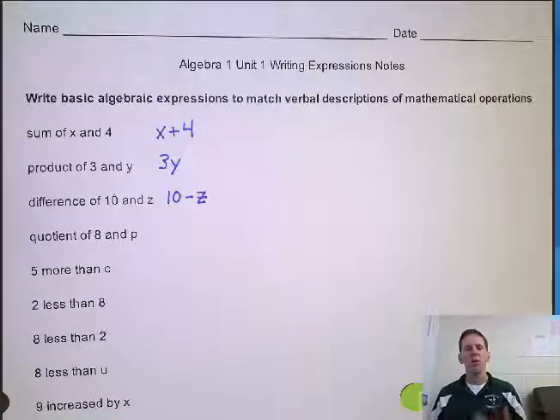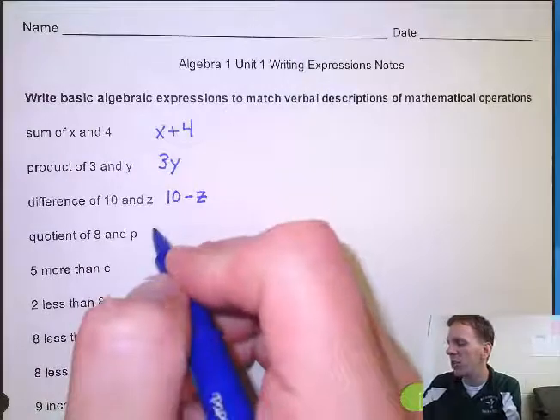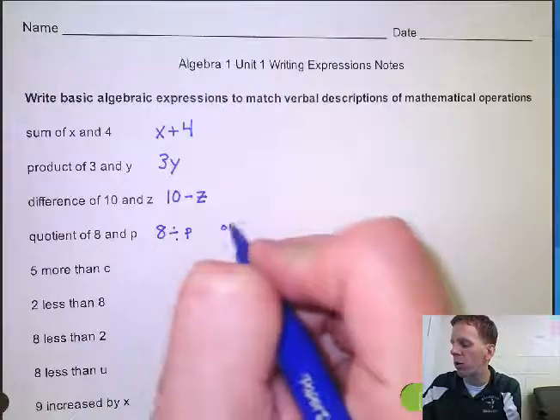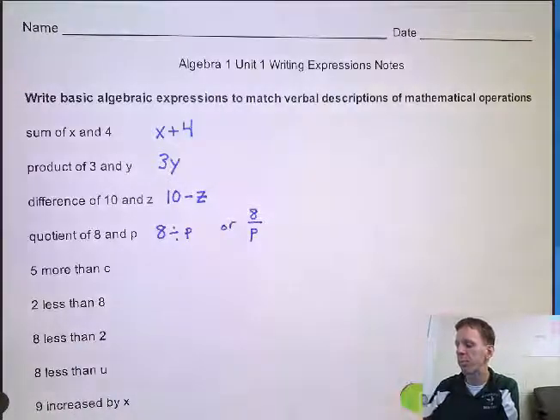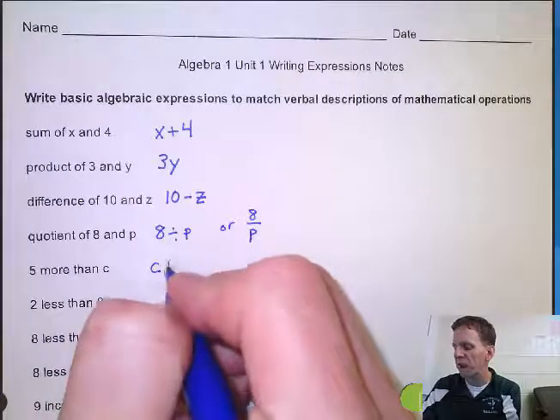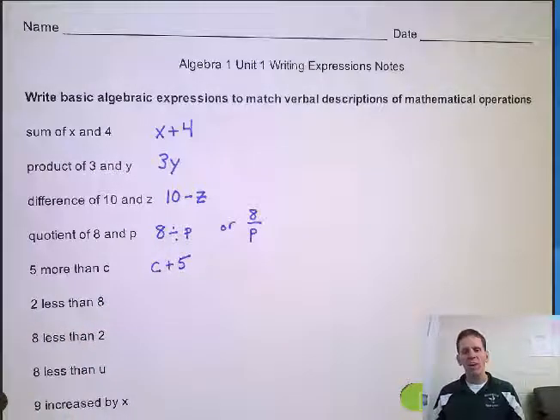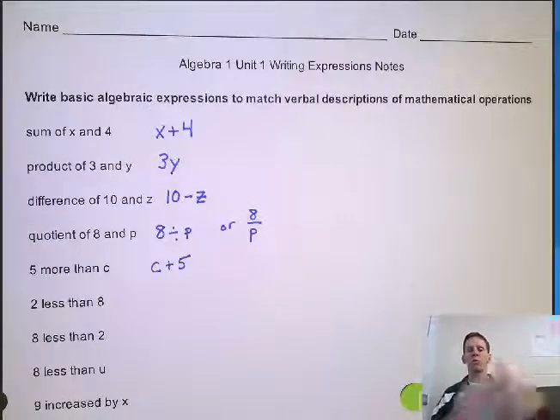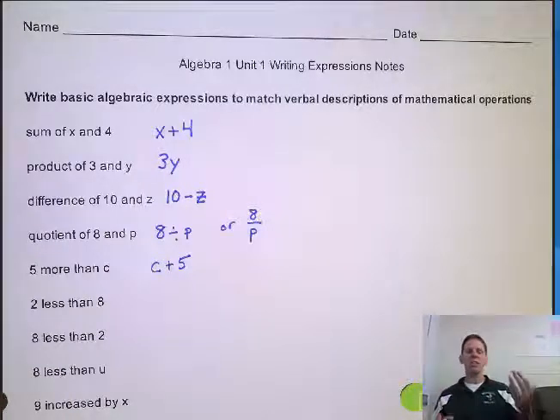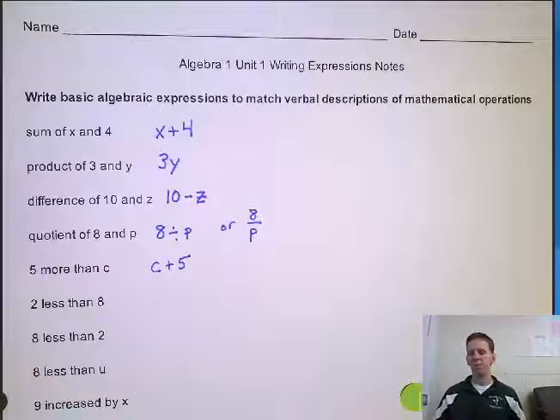And with quotients, we've dealt with addition, multiplication, subtraction. It's the leftover one, it's division. So the quotient of 8 and p can be written as 8 divided by p, or you could also write it as 8 over p. 5 more than c. We're adding 5 more than c. So we're at c, and it's 5 more than that. Now, could you write 5 plus c? Sure. Addition is commutative, which means that if you switch the numbers, you get the same result. So 2 plus 5 is the same as 5 plus 2. C plus 5 is the same as 5 plus c.